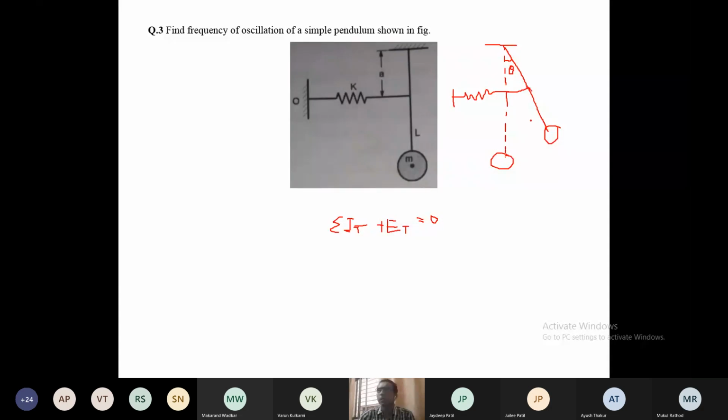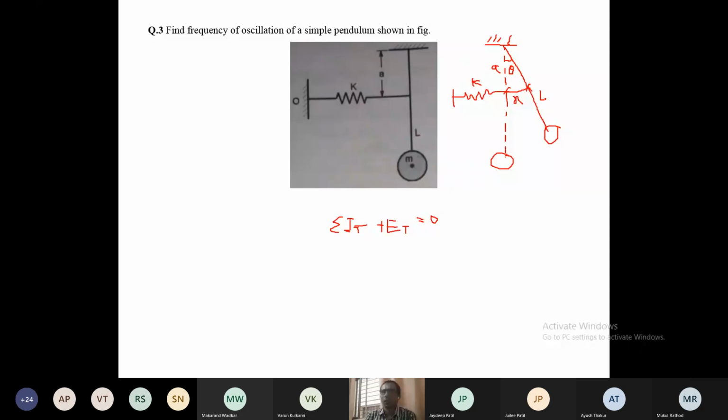Now when the mass is displaced at an angle theta, the spring is stretched. Correct? Now the spring gets extended by a distance x. This is the x distance, this much distance the spring gets extended. Now you have to find out the natural frequency of the given system by using the equilibrium method. This distance is given a, total length is given here L.